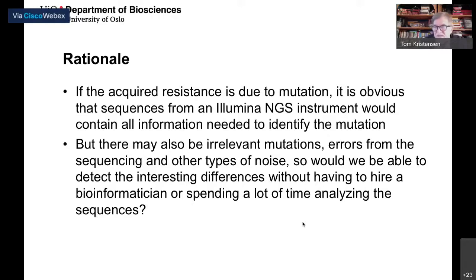if one takes an objective view of this, there could be other irrelevant mutations in the genomes. There could be sequencing errors. It could be all kinds of noise, which would make it difficult to detect the interesting differences in the genome and separate them from the noise differences. And since we didn't have much money, we didn't want to recruit a group of bioinformaticians to help us with this. So we would try to do it ourselves as best we could.